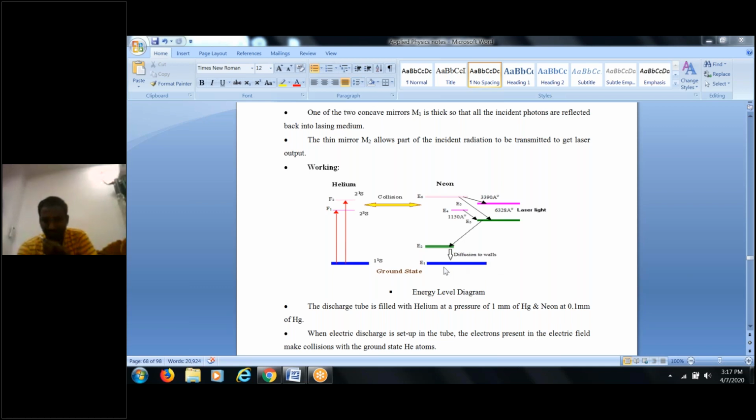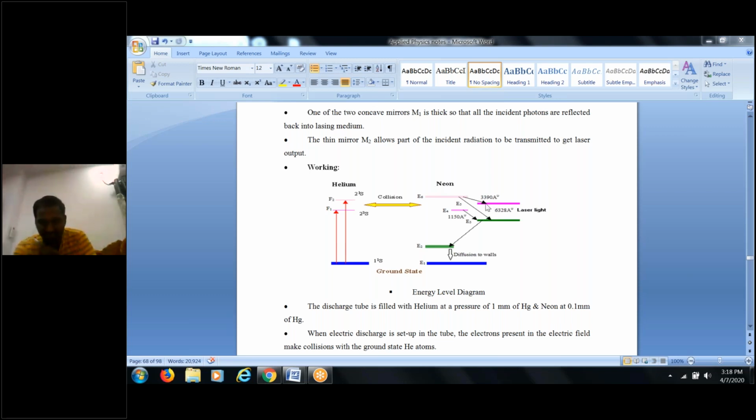And in case of neon, this is the right-hand side portion. Majority of the neon atoms are present at ground state. Then we will conduct the process of electric discharge pumping. Therefore, neon atoms are raised to the higher energy levels. See here, E6 and E4 are the higher energy levels. And observe, the higher energy levels of helium and neon, that means E6, E4 and F1 and F2, have almost the same energy. That's why some of the helium atoms transfer their energy to the neon atoms. Such energy acts as an external agency to start the process of stimulated emission.